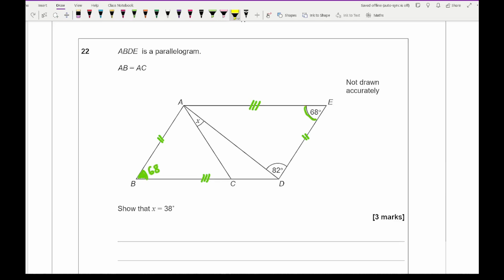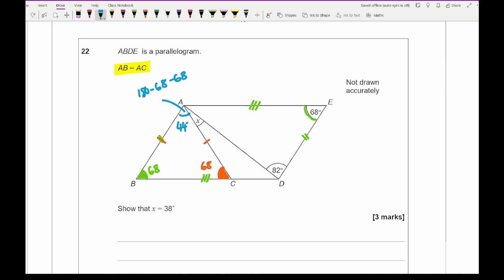Now using this information that AB is equal to AC, it tells us that this line must be equal to this line, so the triangle ABC must be an isosceles triangle. So that means that this angle here is going to be 68. And then I can work out what this top angle is going to be. This angle here is going to be 180 minus 68 minus 68, which gives me an answer of 44 degrees.